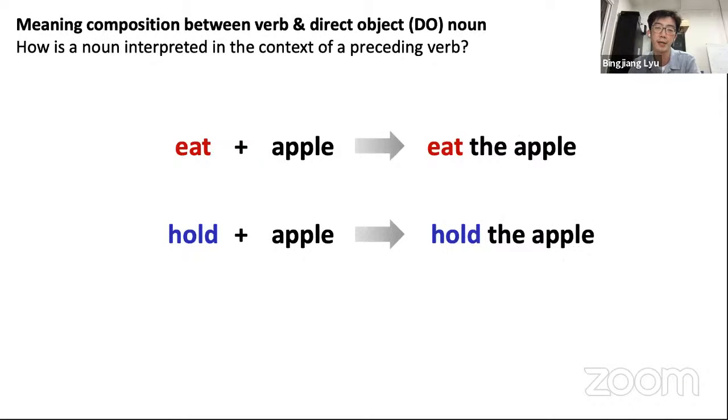So we focus on the meaning computation of a verb and a starter object noun, which are structurally close to each other. As we know, different verbs usually have different semantic constraints. For example, eat prefers something edible, while hold prefers something small, something you can put in your hand. So will the same noun apple be interpreted in the same way when it's preceded by different verbs, or will it be interpreted differently? This also speaks to the issue about how and whether word meanings are flexibly interpreted in the context where they occur, or whether they have a context-independent core meaning that is always activated.